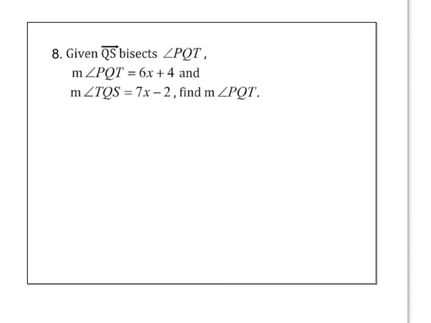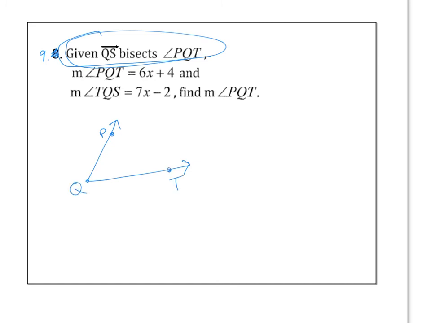Last but not least, I believe this one is actually number 9. It says, given ray QS bisects angle PQT. Let's just stop there. Will you take a minute, pause your video, and try to draw just this part, this top line. Try to draw that. Go ahead and pause. Okay, there's my angle PQT, and ray QS has to bisect it. So maybe something like this.